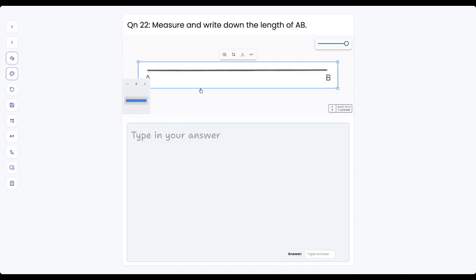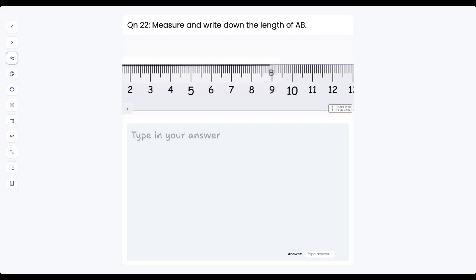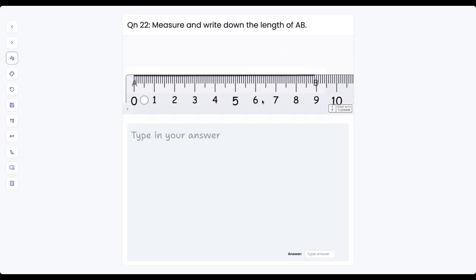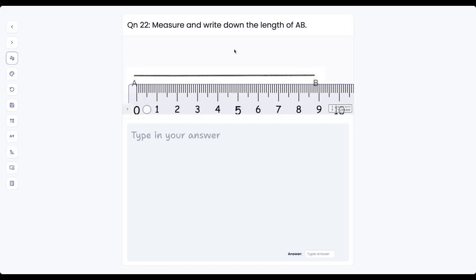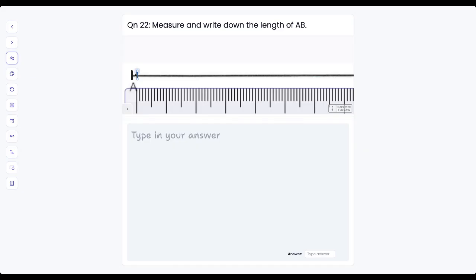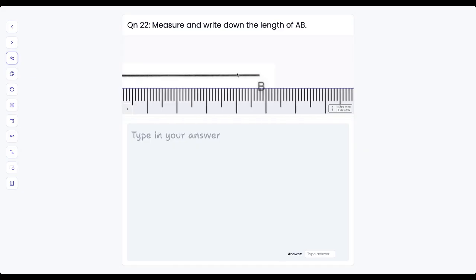Question 22. Measure and write down the length of AB. So let me get my handy dandy ruler. All right, so I have my handy dandy ruler. So you can put a notch so that at least the notch is just one straight line like this. Okay, same goes to the other end. I'm just going to draw another notch over here.